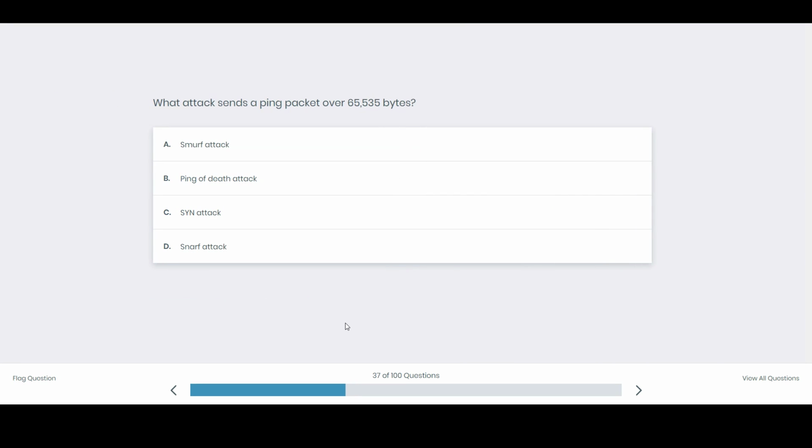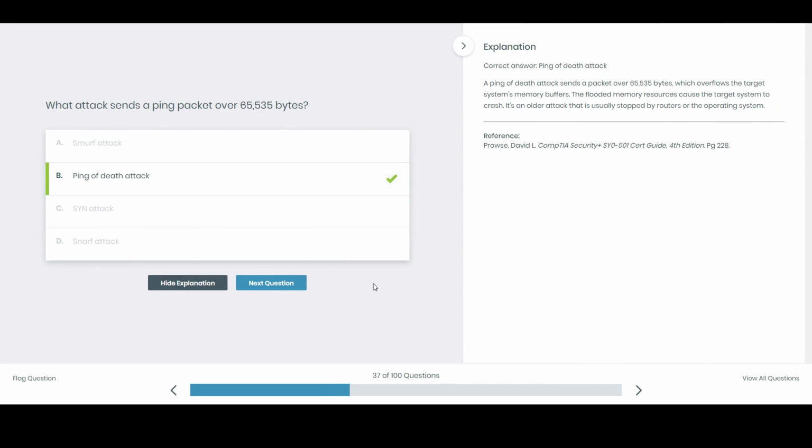Let's answer that one later after the test. What attacks send a ping packet over 65,000? This is what they call the ping of death attack. Ping of death attack sends a packet over 65,000.